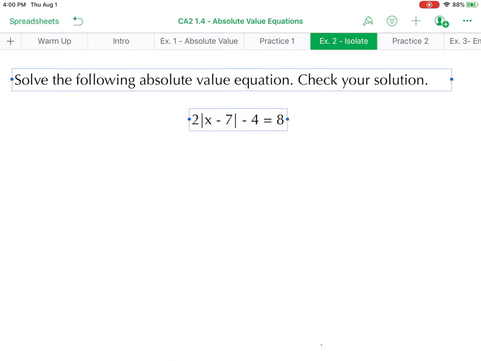All right, moving on to a slightly more sophisticated equation here. Directions are the same, solve and check your answer. I want you to notice in this equation that the left side that contains the absolute value, there are numbers and operations outside of the absolute value to worry about. So here's the rule of thumb in this situation.